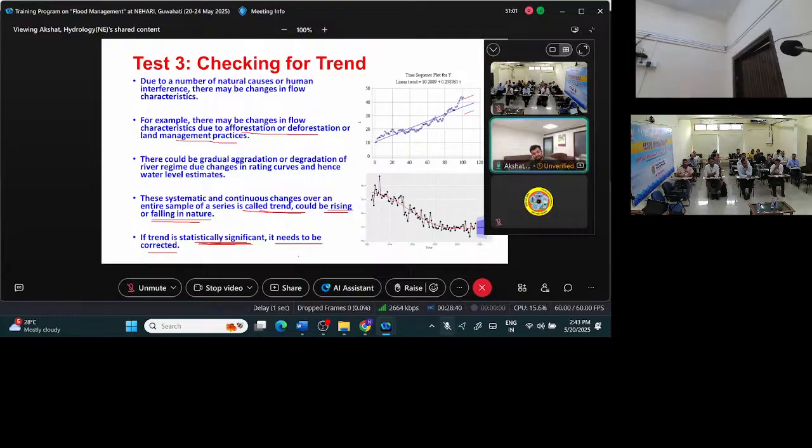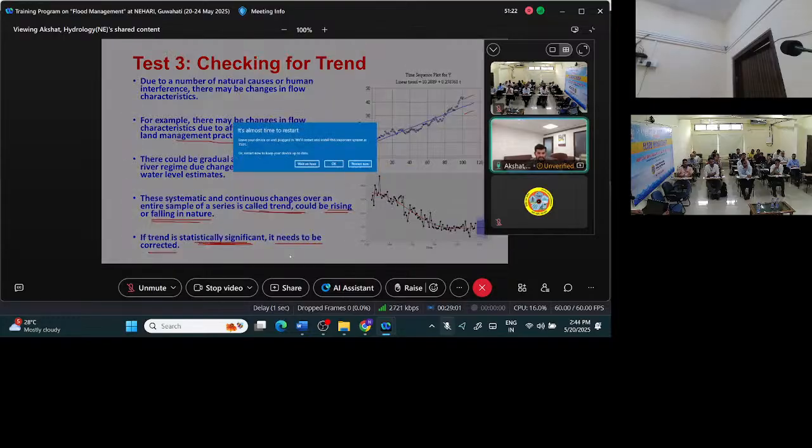Because the distributions which we use, Gumbel, log Pearson type 3, log normal type 2, or any such distribution, work on the assumption that data should be stationary. Stationary data means there should be no trend. Now, how to check the statistics?